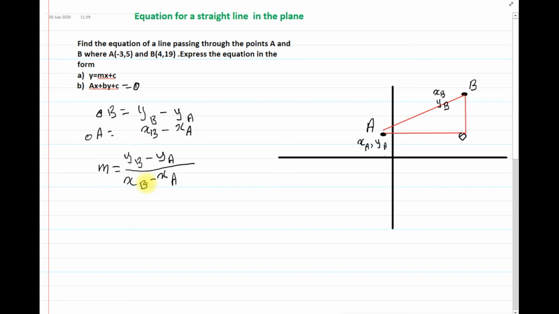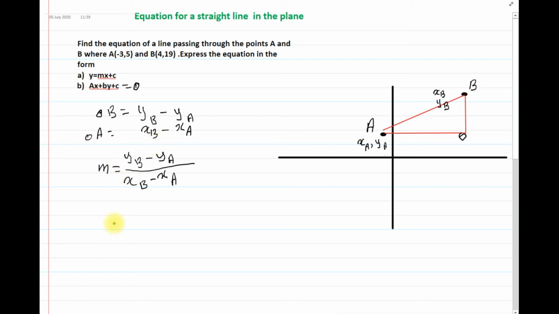You must always be careful when you try to work out the gradient. If you start with y of B minus y of A, the denominator must also be x of B minus x of A, i.e. you have to be consistent with how you choose your points, the first point and the second point. I could have written this as y of A minus y of B, but then I would have to have x of A minus x of B. It would be just the same as we have multiplied both top and bottom by -1.